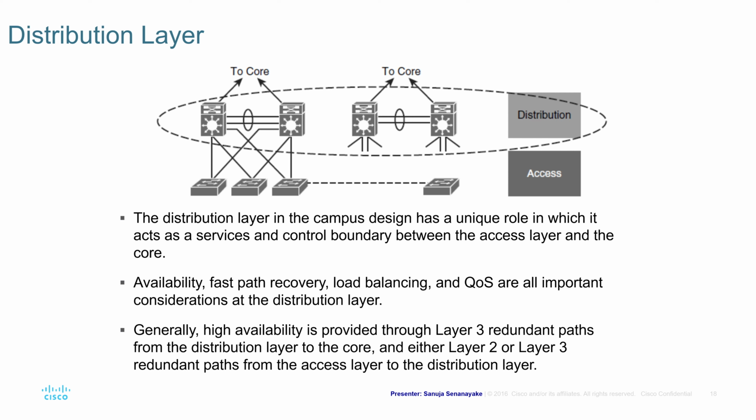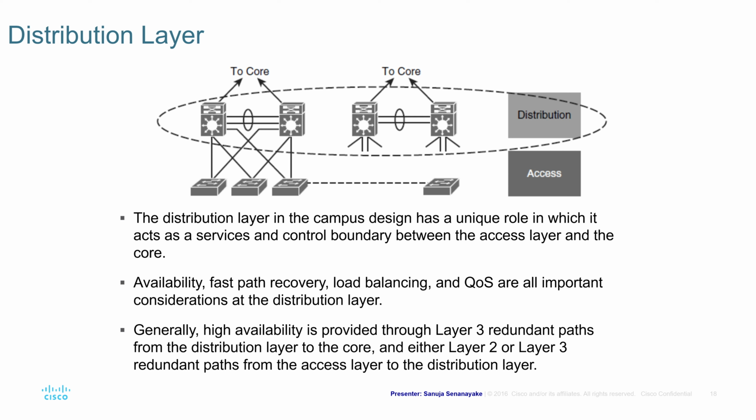Next, this is the distribution layer. The distribution layer in the campus design has a unique role in which it acts as a services and control boundary between the access layer and the core layer. So that's a key feature you should remember. And availability, fast path recovery, load balancing, and QoS are all important considerations at the distribution layer.